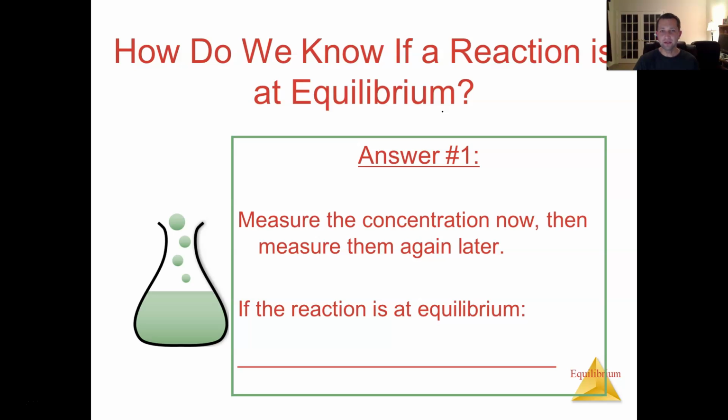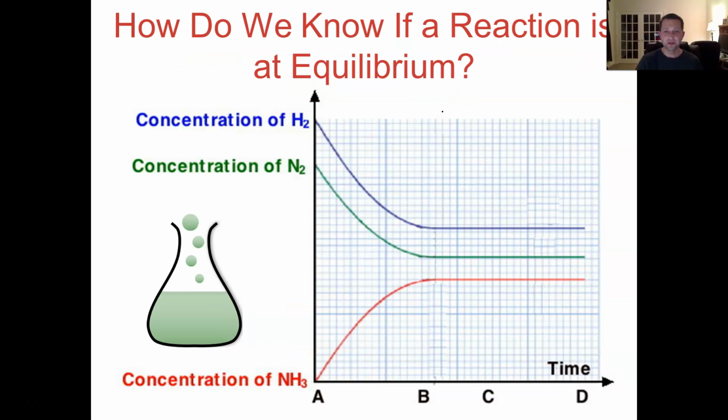So how do we know if a reaction is at equilibrium or not? One thing you can do is measure the concentration now, then measure it again at a later point in time, and keep doing that. If the reaction's at equilibrium, something should be true every time you measure: the concentration won't change. We talked about this a couple of lessons ago. When you're at equilibrium, there is an equal rate of forward and reverse reaction, so the concentrations of reactant and product remain consistent.